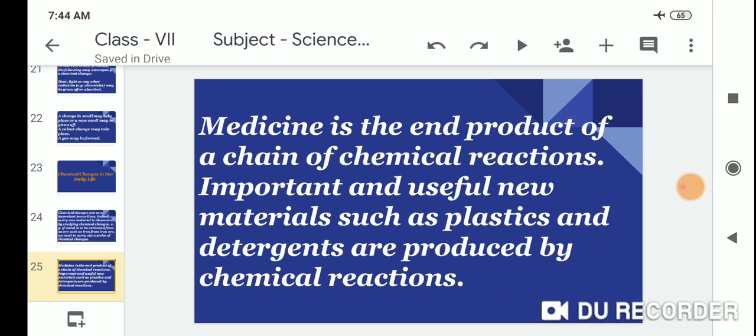Medicine is the end product of a chain of chemical reactions. Important and useful new materials such as plastic and detergent are produced by chemical reactions.